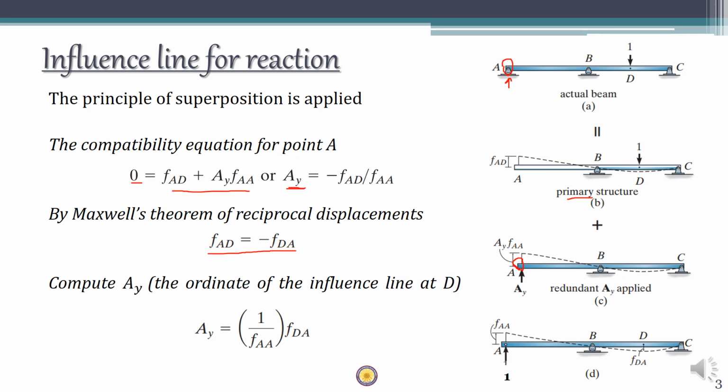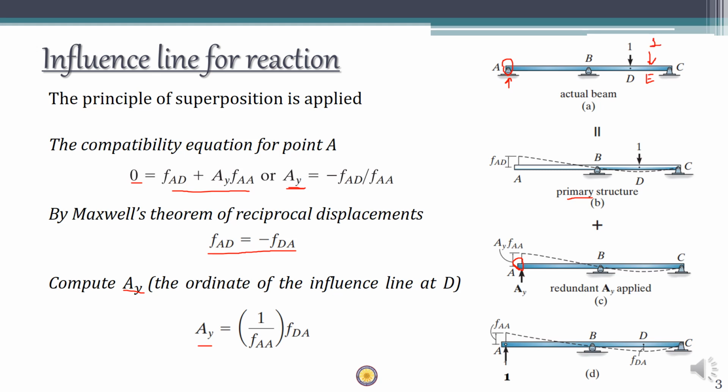But the only problem is both the displacements are in the opposite direction, hence you have to put a negative sign. So instead of FAD, you can substitute it as minus FDA. So you get the AY value as FDA divided by FAA, right? So this is the method. Now, instead of D, you can place the load at a new point. Say you can place it somewhere away. The unit load can be placed somewhere away. Say it is E.